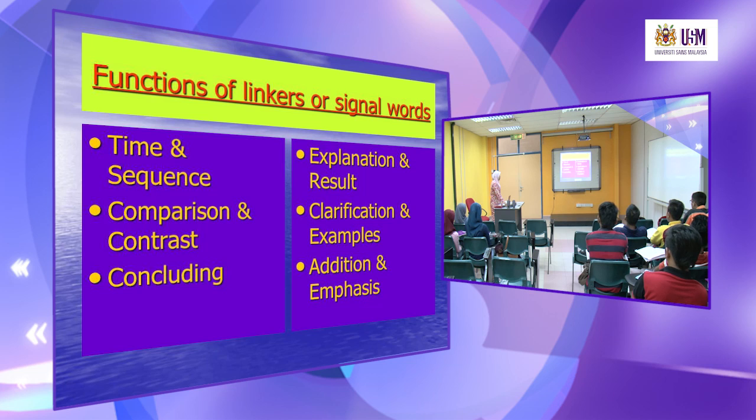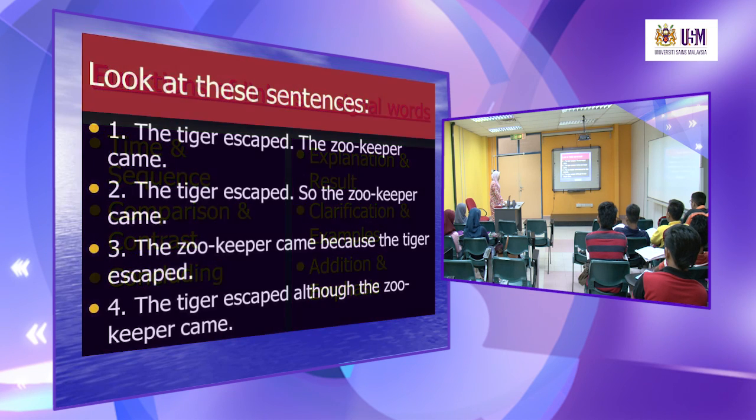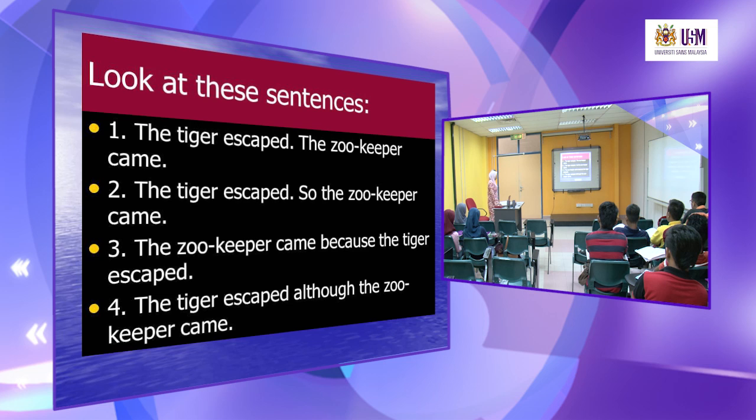When you write, sometimes you use linkers or signal words, okay? Look at these sentences. How are they different? The tiger escaped. The zookeeper came. The tiger escaped, so the zookeeper came. The zookeeper came because the tiger escaped. The tiger escaped, although the zookeeper came. Is there a change of meaning in each sentence?